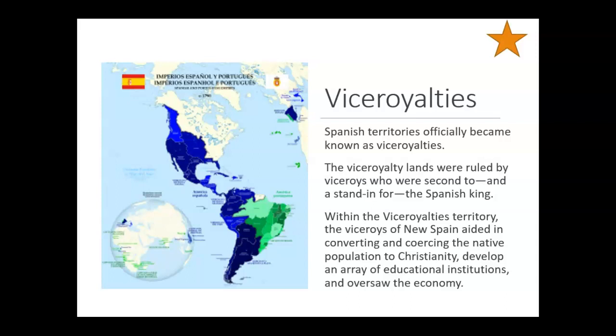The growth of the Spanish claims in the Americas led to the creation of governmental territories. These new Spanish territories officially became known as viceroyalties. The viceroyalty lands were ruled by viceroys who were second to, and stand-ins for, the Spanish king. Viceroys were sent from Spain to rule in the king's name. Each had a high court and an archbishop. Within the viceroyalty's territory, the viceroys of New Spain aided in converting and coercing the native population to Christianity, developed an array of educational institutions, and oversaw the economy.